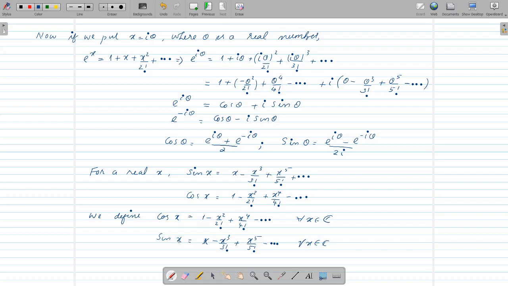Clear? So we start with this definition. Then we will prove that this cos x and sin x satisfy the same properties as cos x and sin x when x is real.